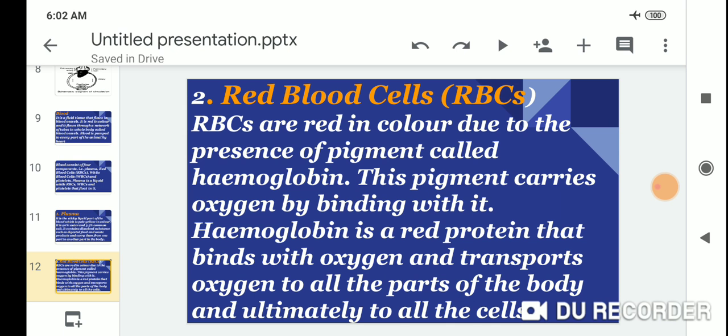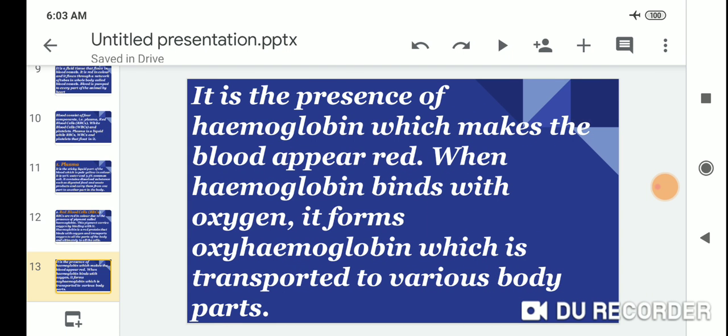Red blood cells, or RBCs. RBCs are red in color due to the presence of a pigment called hemoglobin. Hemoglobin is a red protein that binds with oxygen, and this pigment carries oxygen to all parts of the body and ultimately to all the cells. It is the presence of hemoglobin which makes the blood appear red.